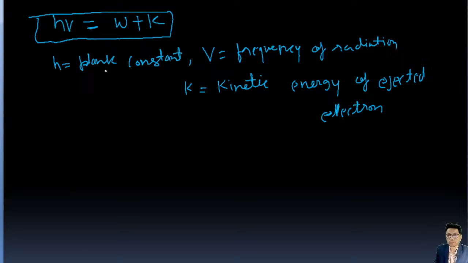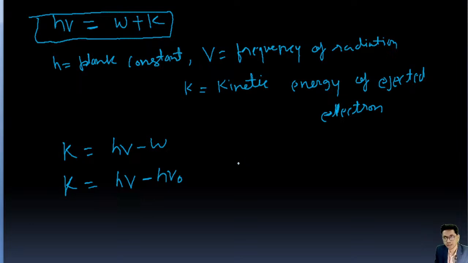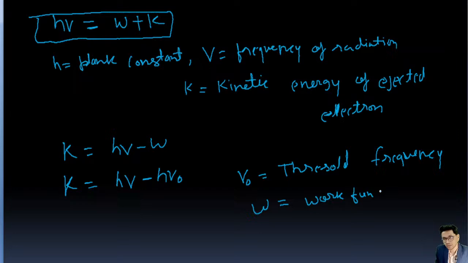This is a very important equation, and we can also write K equal to h nu minus W. The value of K, that is the kinetic energy of the ejected electron, is going to be h nu minus W. We can write h nu 0, where W is the work function and nu 0 is the threshold frequency.